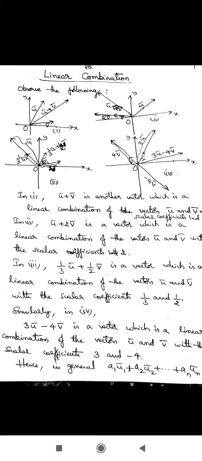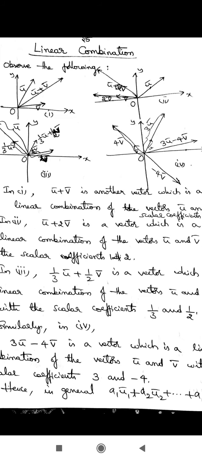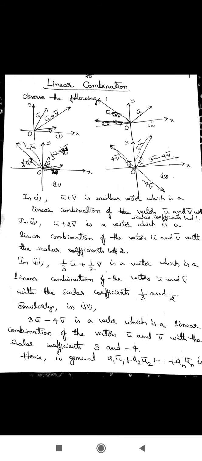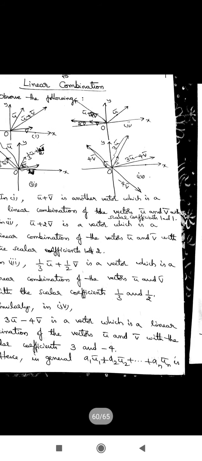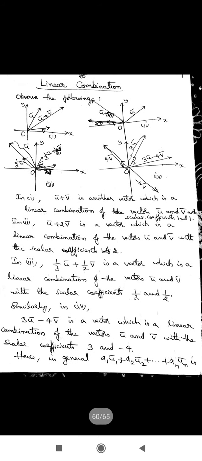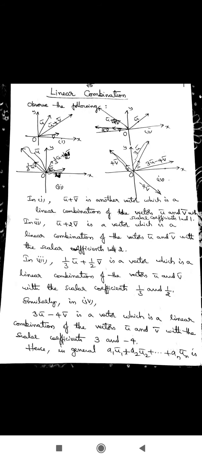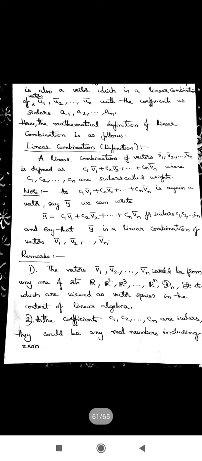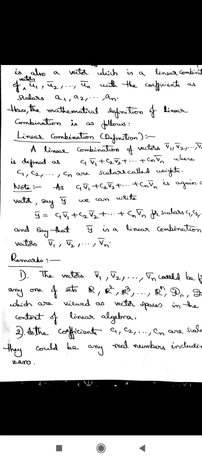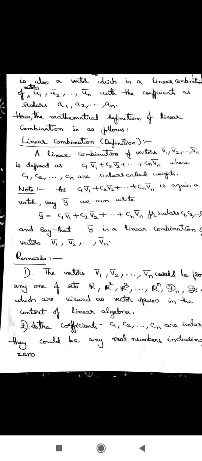So from all these four geometrical diagrams, and the extract we obtained from these diagrams, we can say that the conclusion is that in general a1 u1 bar plus a2 u2 bar plus so on plus an un bar, that is scalar multiples of the vectors u1 bar, u2 bar, and so on un bar, the sum of all these scalar multiples is also a vector, which is called a linear combination of vectors u1 bar, u2 bar, so on un bar with the scalar coefficients a1, a2, so on an.